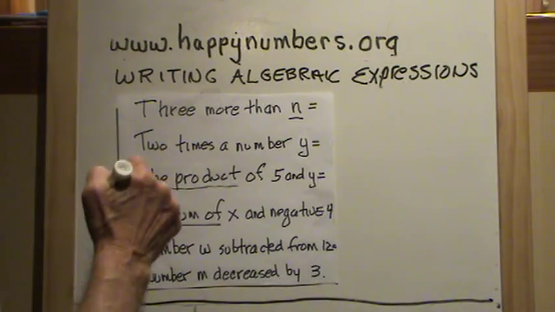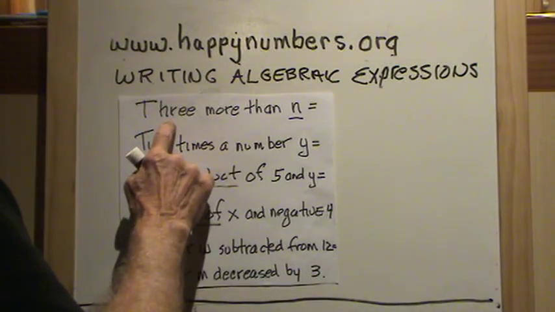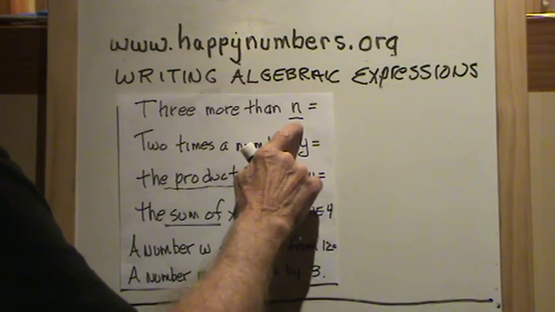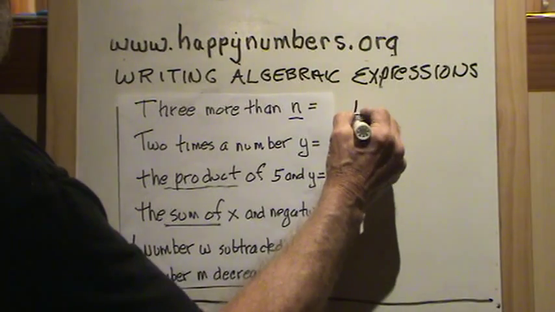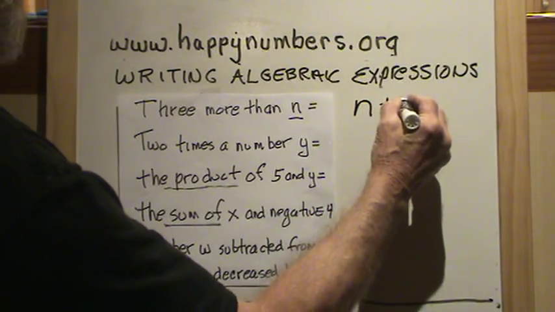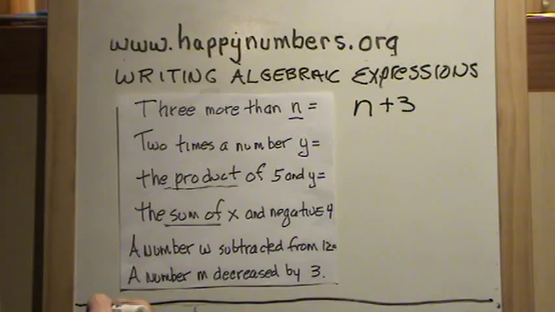Let's see here how we did. 3 more than n. Well, we have n, and then we have 3 more, so 3 more would be addition.